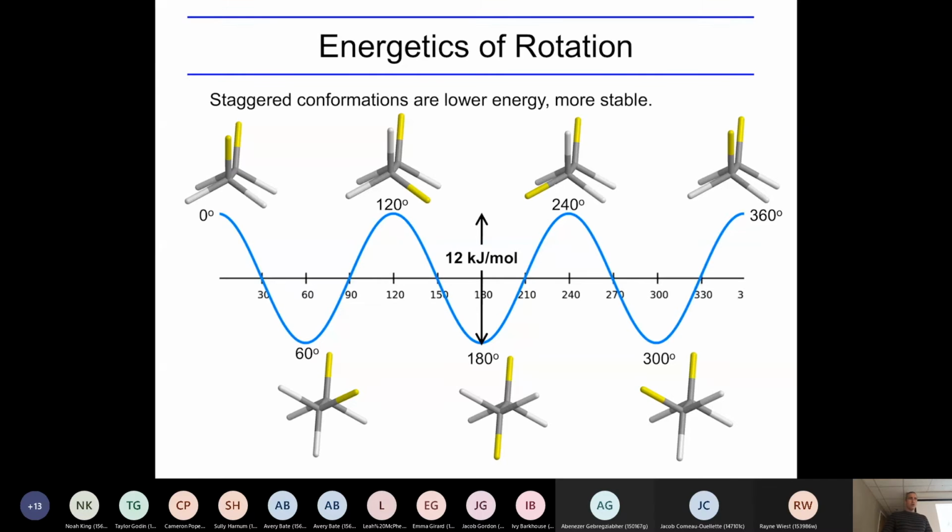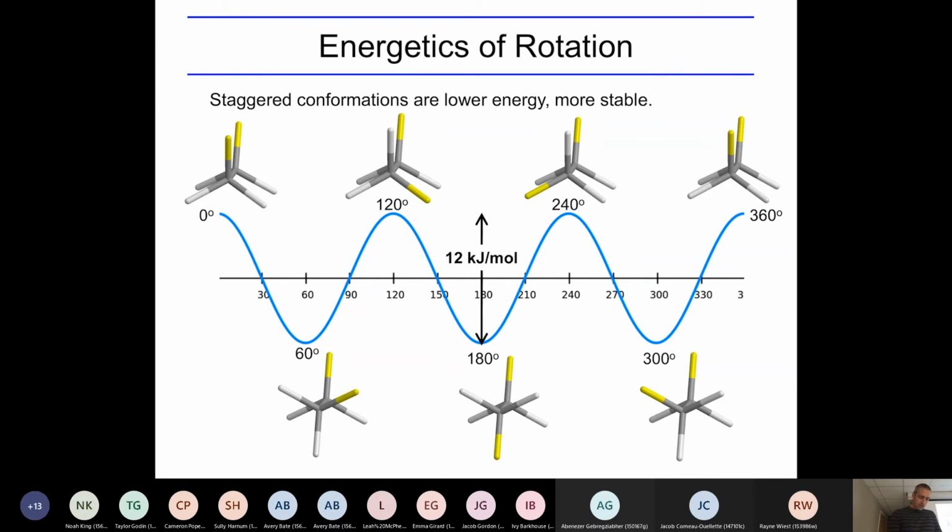So what you can do with ethane is you can spin those carbons around and around and around. And as you spin it, you're moving from a staggered conformation to an eclipsed conformation to a staggered conformation to an eclipsed as you rotate it through 360 degrees. So they start, they stop, they start, they stop as they go.